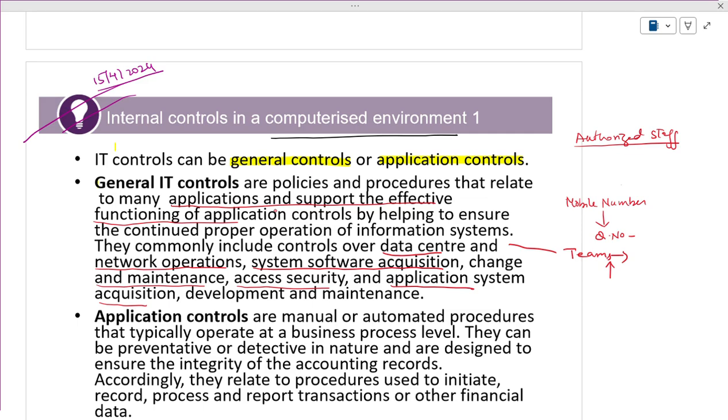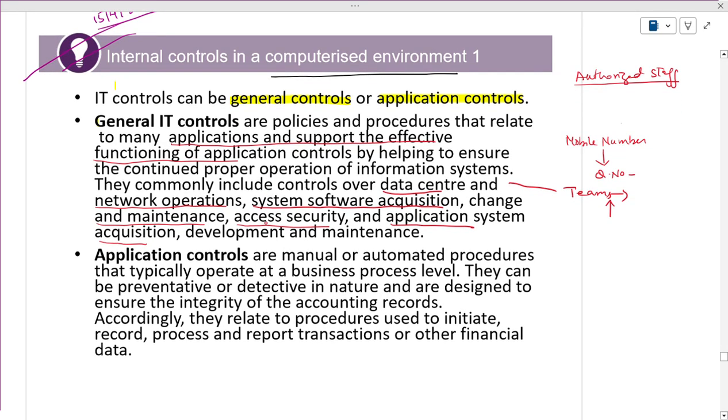Any acquisitions we are talking about, system software acquisition, are general controls. Any maintenance, software maintenance, and backup facilities are also there. Any bugs or errors should be rectified. It is a general control, which means you are allocating it to a team. Fine. Next, what is the application control?